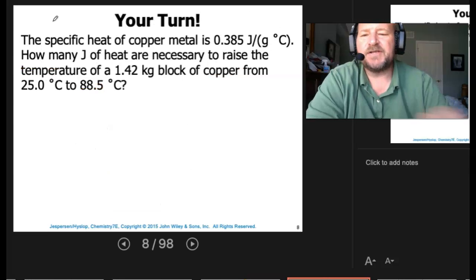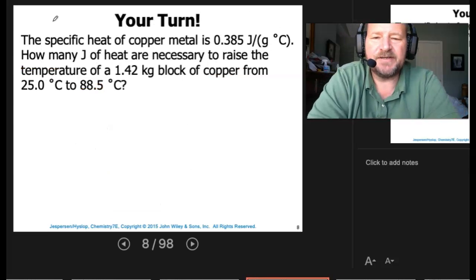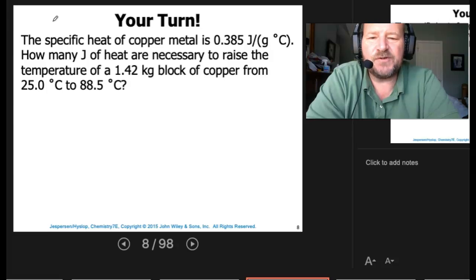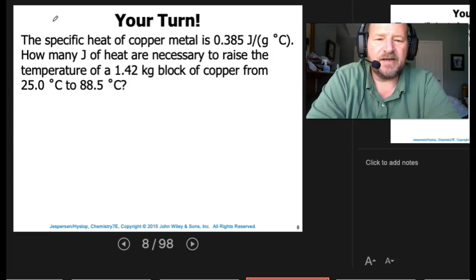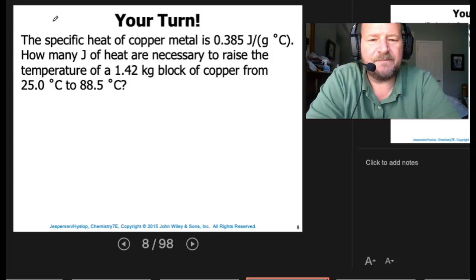All right. So the specific heat of copper metal is 0.385 joules per gram degree C. How many joules of heat are necessary to raise the temperature of a 1.42 kilogram block of copper from 25 to 88.5 degrees C? Now, just like in the question here, they've provided the specific heat.